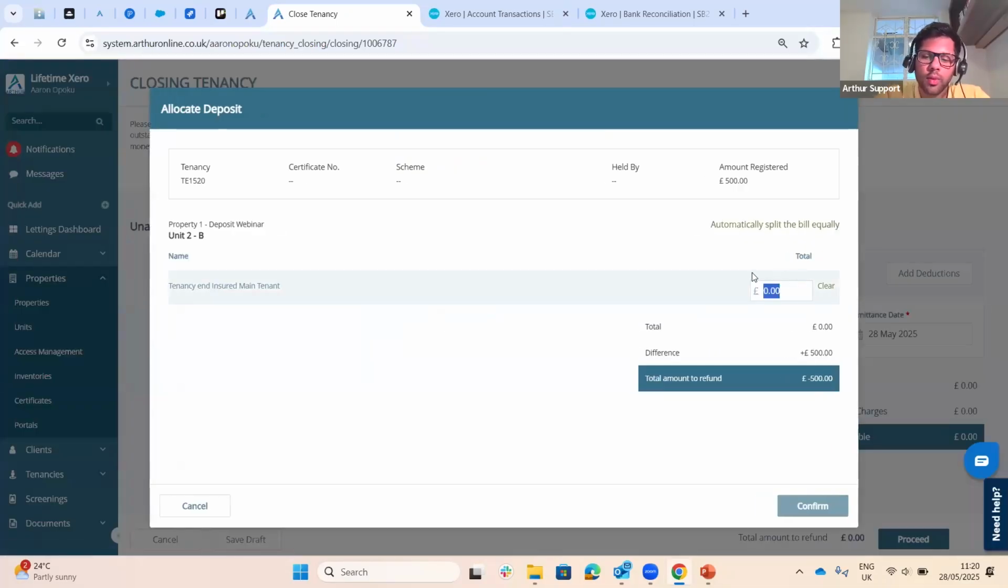And the rule with this screen is always allocate the full amount. So in this scenario, we are processing the full £500 deposit refund. However, even if you had some deductions, in this step, you would always add the full £500 deposit amount in here. So the full deposit that's currently held would be added in here. Regardless of the deductions, always add the amount you see at the top here, which is the amount you received in here. And then press confirm.